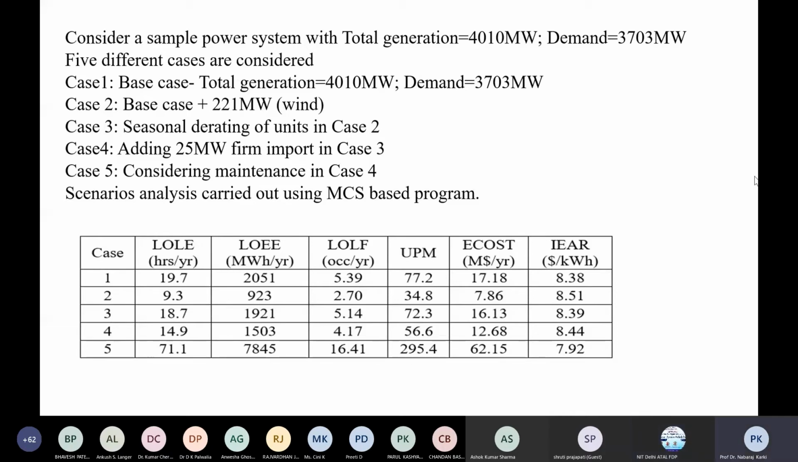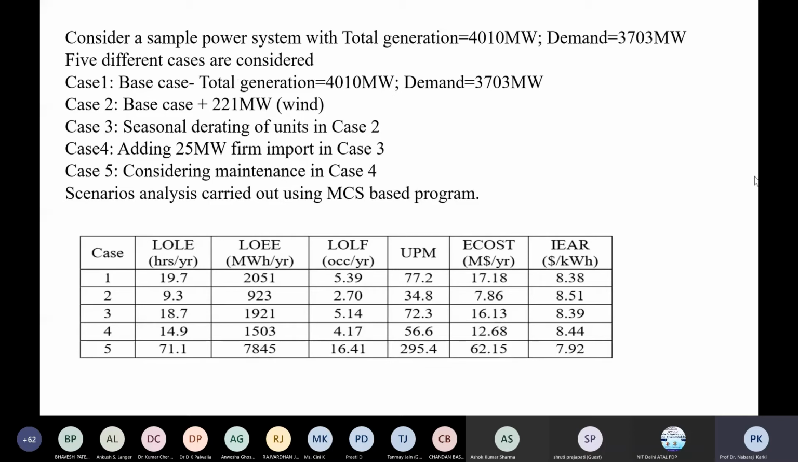So you can see for different scenarios, the second scenario has the lowest LOLE value, because in the second scenario we had added 221 megawatt wind. And in the third scenario we had included derating of the units, meaning the existing units can be in a state where they are not generating up to their rated value. So LOLE again decreases in scenario 3.